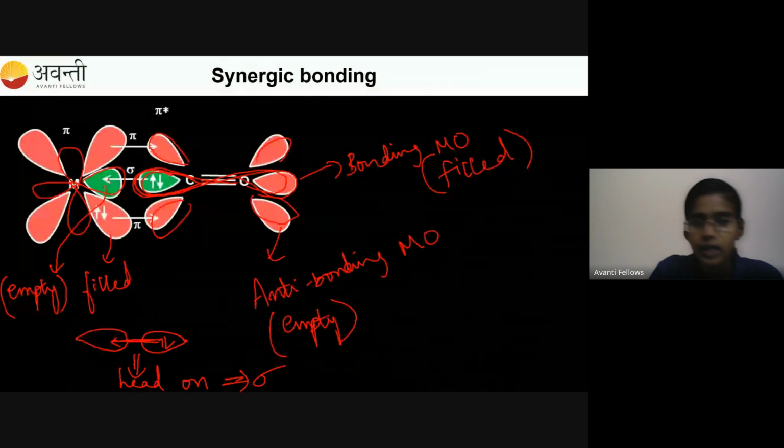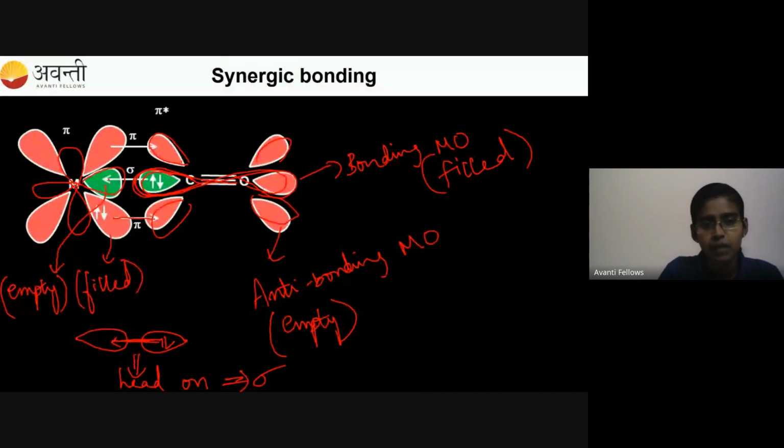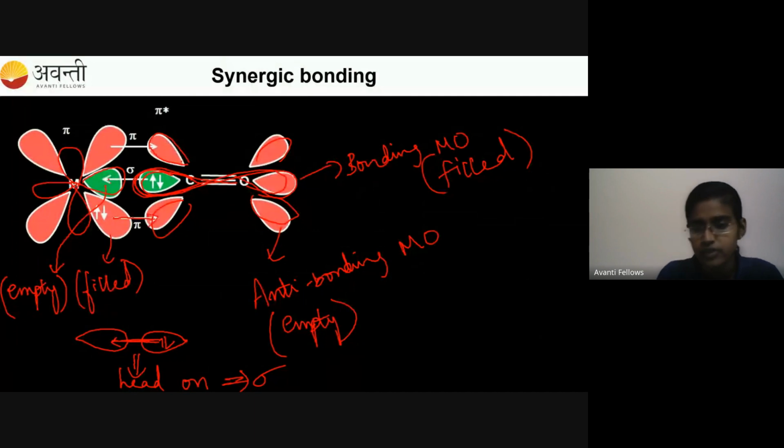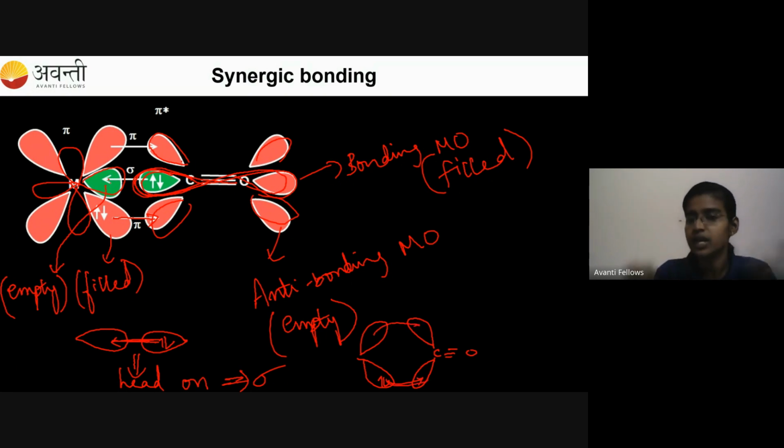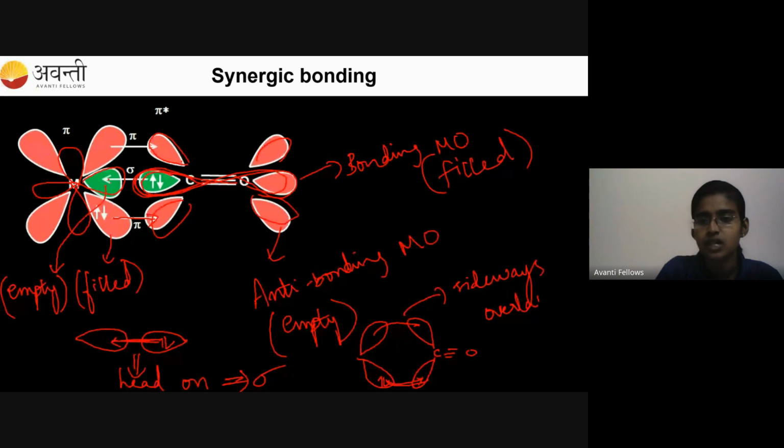Now, this filled orbital of the metal is transferring its electron to the empty antibonding orbital of the ligand. So the electron is present here, and this is the antibonding orbital of the ligand. Here the electrons are transferred. Now you can see the overlapping is in the sideways manner. So this is called sideways overlap. The sideways overlap leads to the formation of a pi bond.